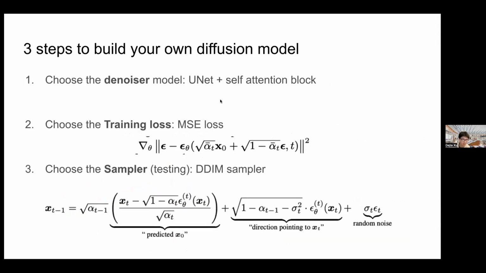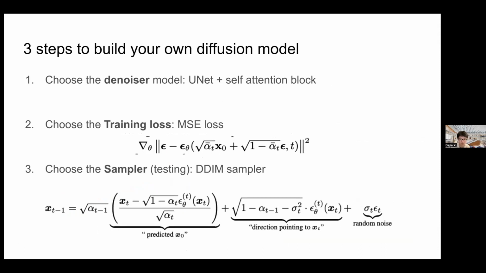Okay, so here's a summary of how to build your own diffusion model. There are only 3 steps. First, you get to choose your denoiser model. Usually people just build it with a neural net and a self-attention block. So the architecture is relatively simple.